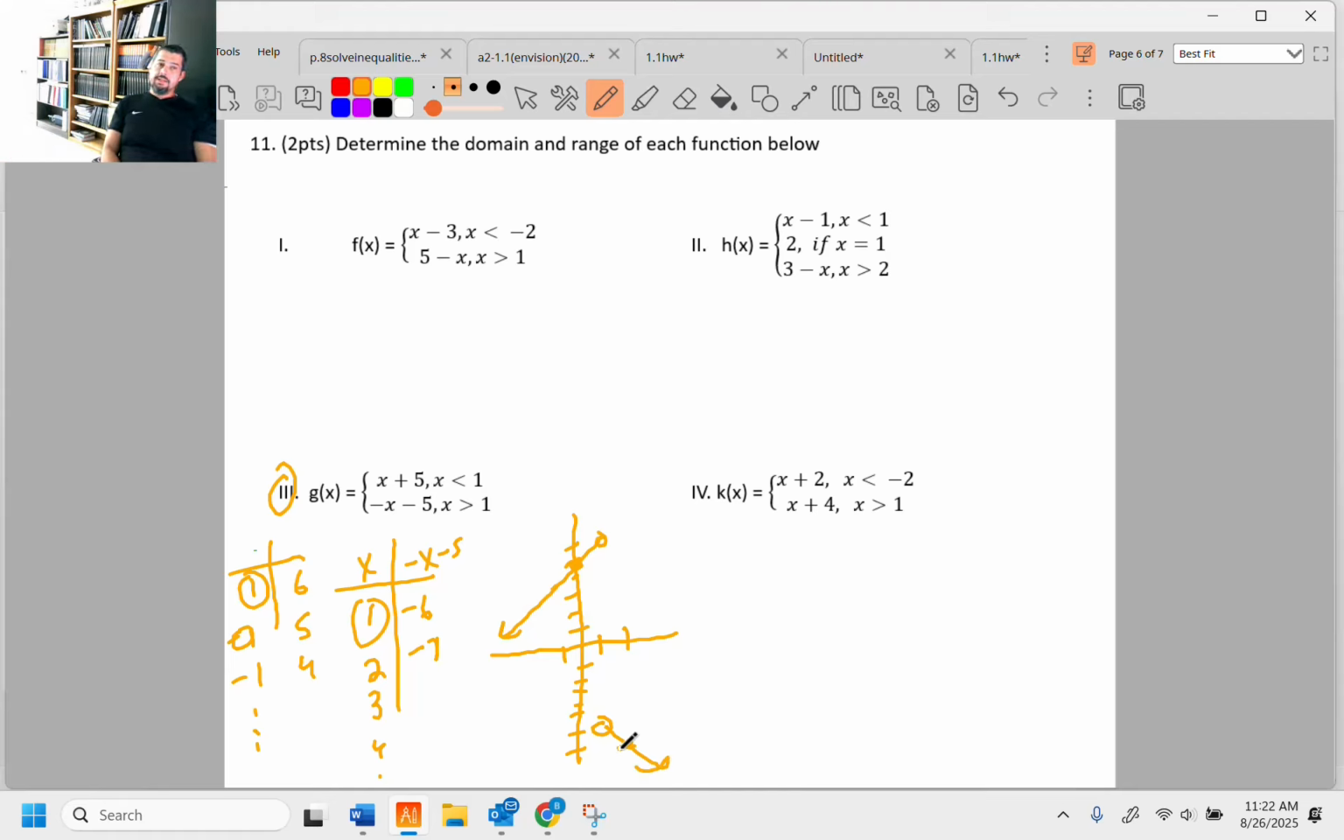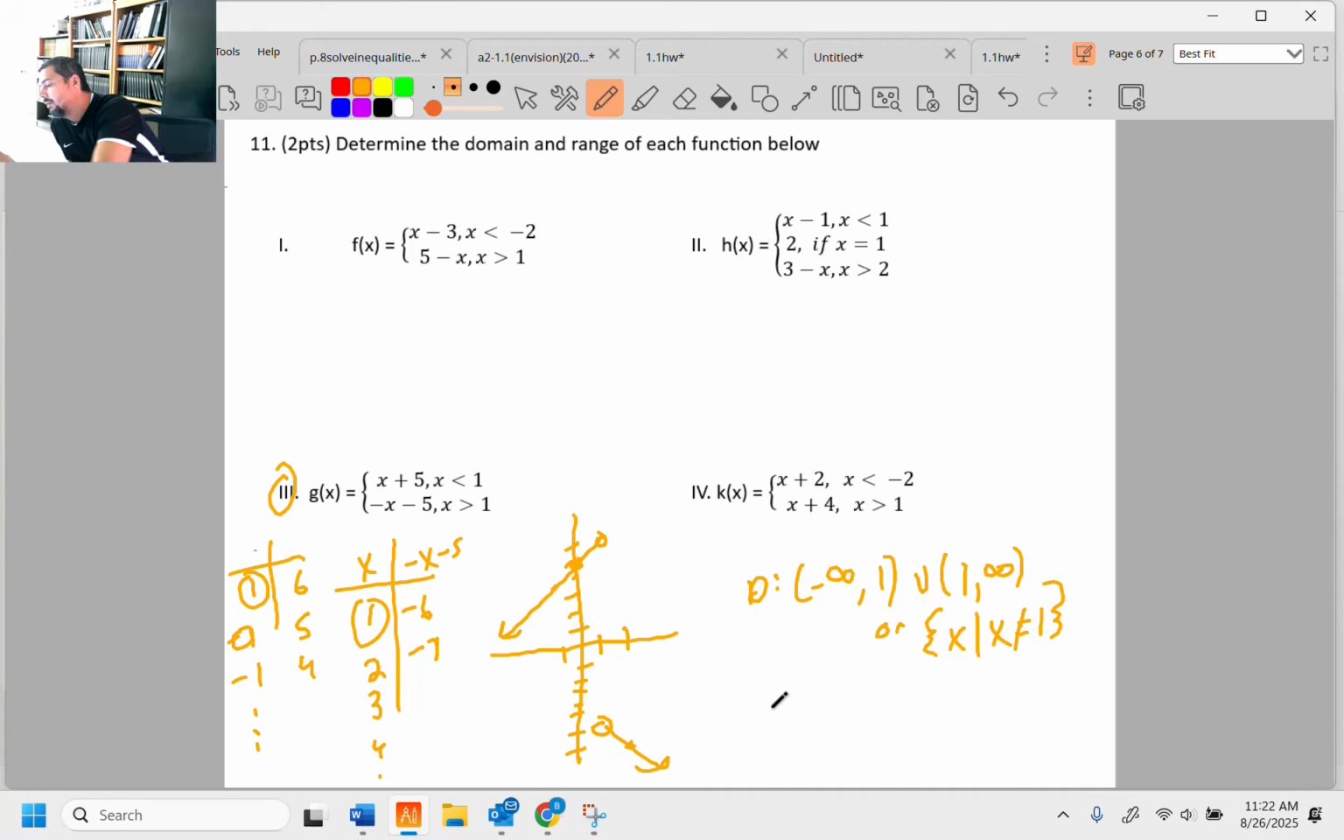Okay, so this is an interesting one. Its domain, -infinity all the way to 1, and it isn't closed by the other function, and the other function starts over just on the right of 1 and moves right forever. Or, this might be easier for you to write, all values of x such that x is not 1. The range is a tough one.